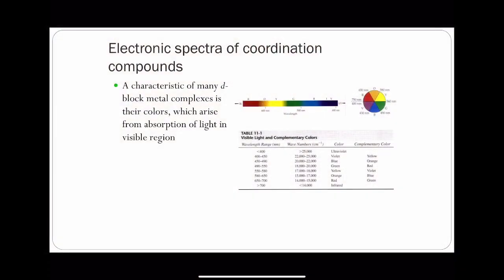So the electronic spectra of coordination compounds is important in the study of these compounds because these are characteristic of many of our d-block metal complexes. So that is the colors that arise from them. UV-vis spectroscopy is what's used whenever we talk about electronic spectra of coordination compounds.